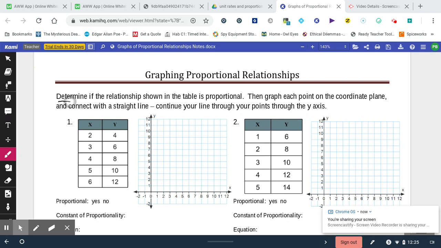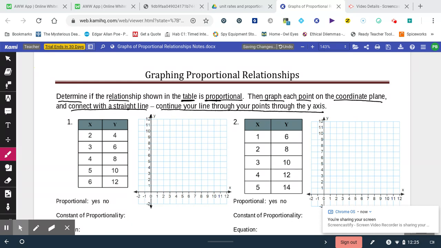We're going to determine if the relationship shown in the table is proportional, starting off with looking at the table, which is what we're used to. Then we're going to graph each point or ordered pair in the coordinate plane. We're going to connect them to make a straight line, and continue our line through the points to the y-axis. Basically, we want to make sure that our line touches the y-axis. And here's the y-axis, this line right here, going straight down.